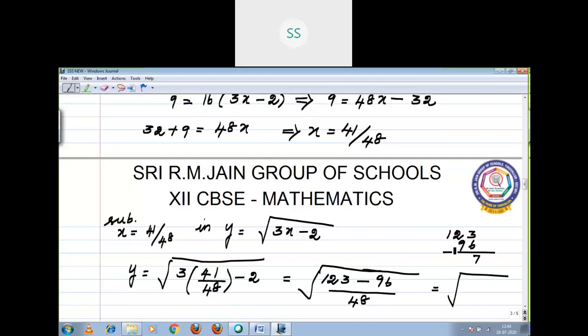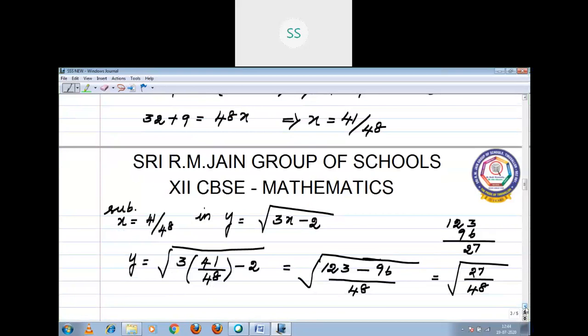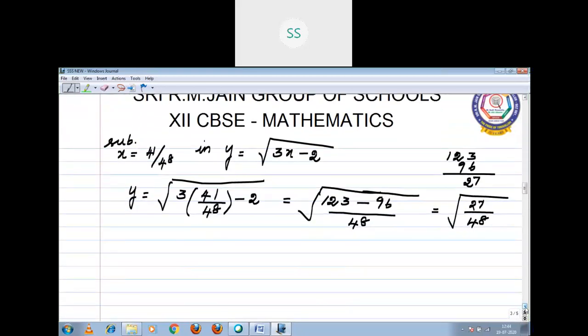13, so 7, then 11, 2, 27. 27 divided by 48. You have to divide by 3. Both numerator and denominator can be cancelled by 3.